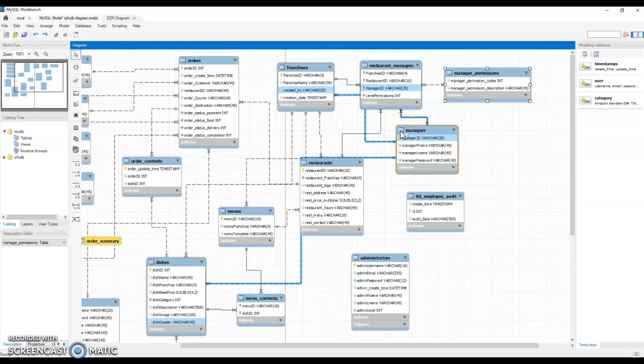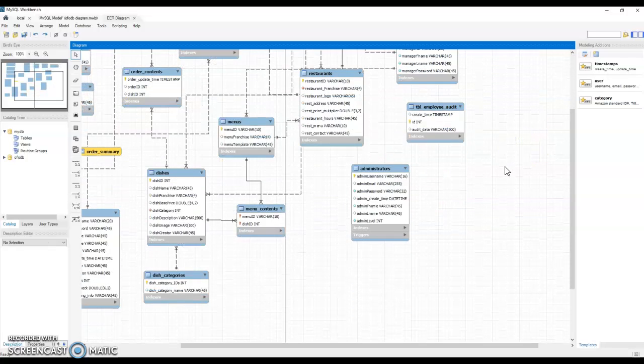Again, a manager may have a higher position with a specific restaurant location than they do with another one, so the permission level is based on the manager-restaurant relationship pairing. The primary key is a composite of the two primary keys put together.